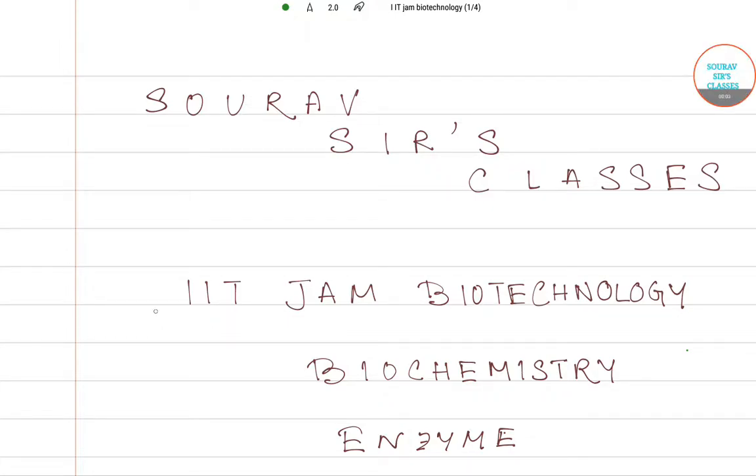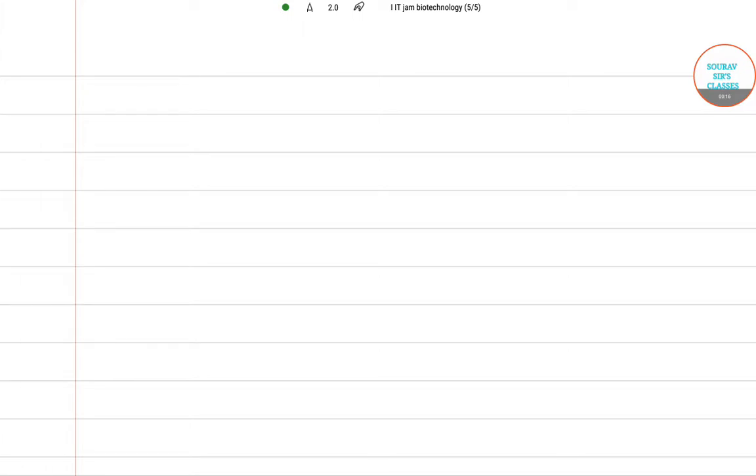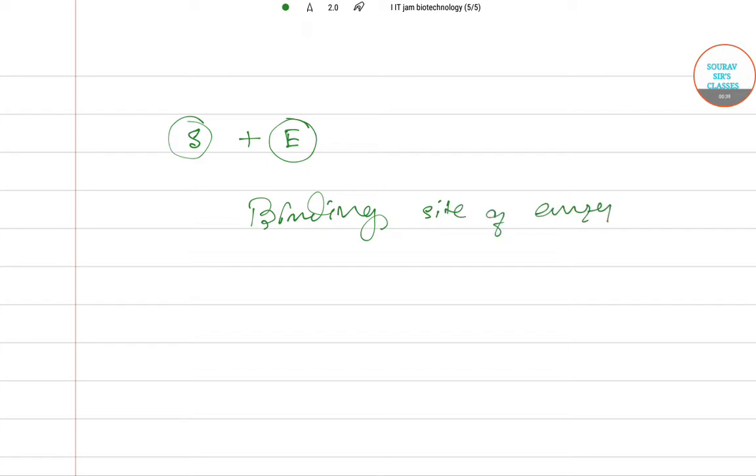So in this lecture we will be starting with the IITs and Biotechnology enzymes, and in this lecture we will discuss the work of an enzyme. For an enzymatic reaction, first a substrate must bind to the enzyme, and there is a binding site that is called the active site. The binding site of the enzyme is called the active site, and to get activated, a required amount of energy is needed, called activation energy.